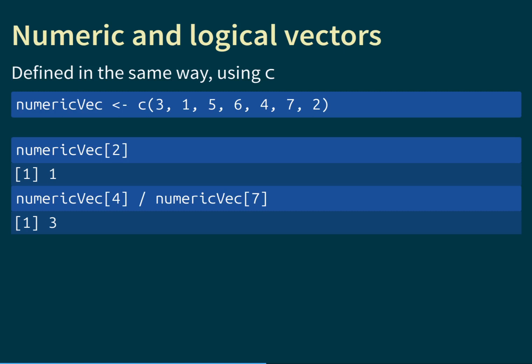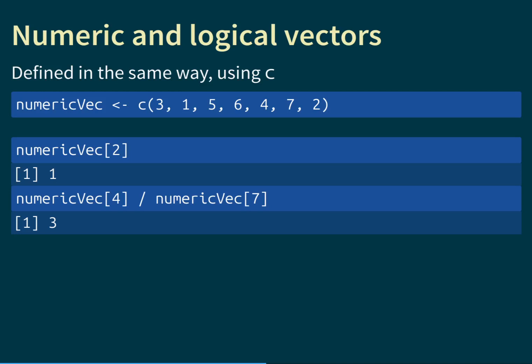And we can perform operations with the individual entries of the vector as if they were normal values, because that's exactly what they are. They are just normal values. So for example, the fourth entry of the vector divided by the seventh entry of the vector, which you can see immediately returns the result, which is 3. And the reason is that if you look at the vector, the fourth entry is equal to 6, and the seventh entry, which is the final entry in this vector, is equal to 2. So numeric vec 4 divided by numeric vec 7 actually evaluates to 6 divided by 2, which is 3, and that is exactly the result that we see printed on the screen.